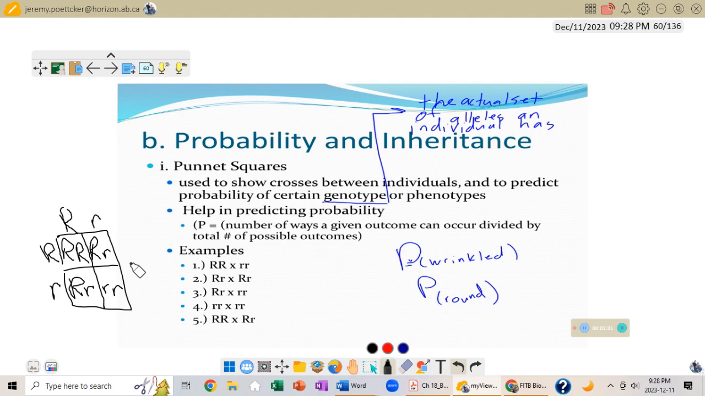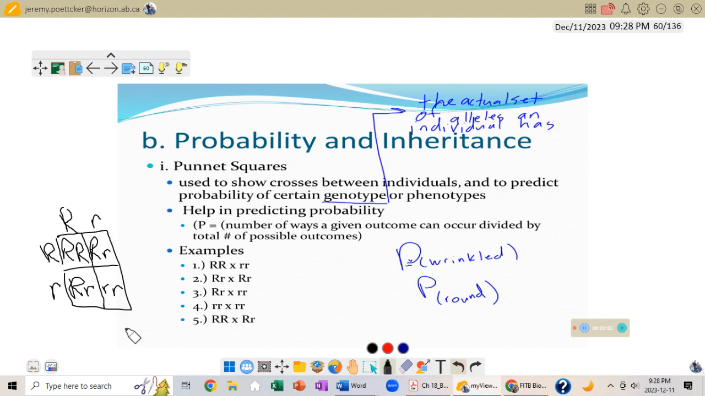And what this gives us then is probability, right? The number of ways a given outcome can occur divided by the total number of possible outcomes. So for example, if we're looking at the probability of having a homozygous dominant genotype, that's this big R, that's 1 out of a total of 4. So the probability of getting this big R genotype is 1 in 4.